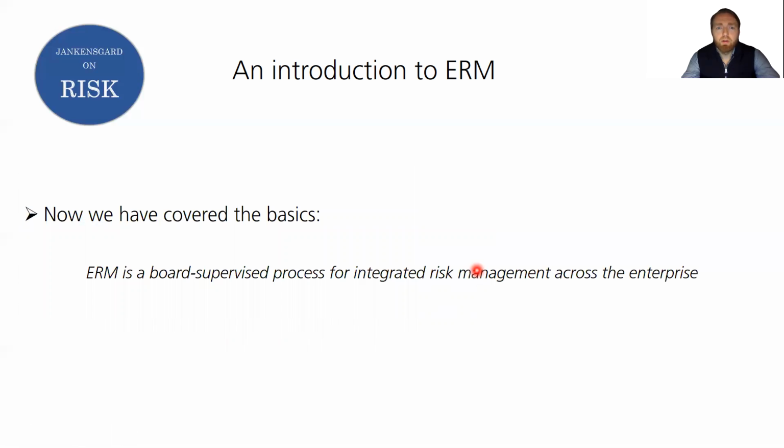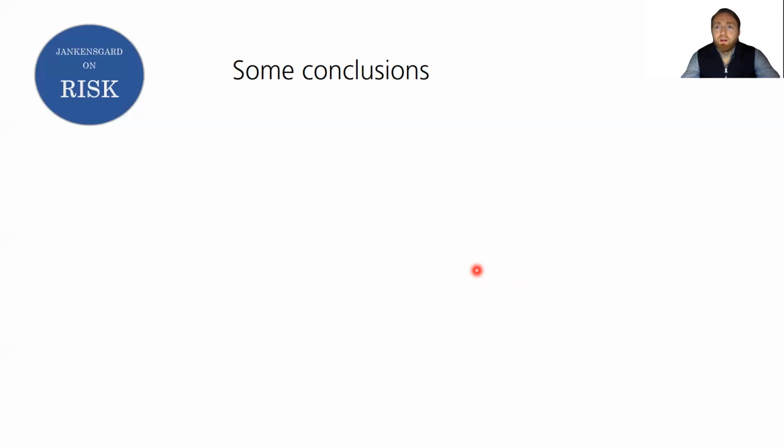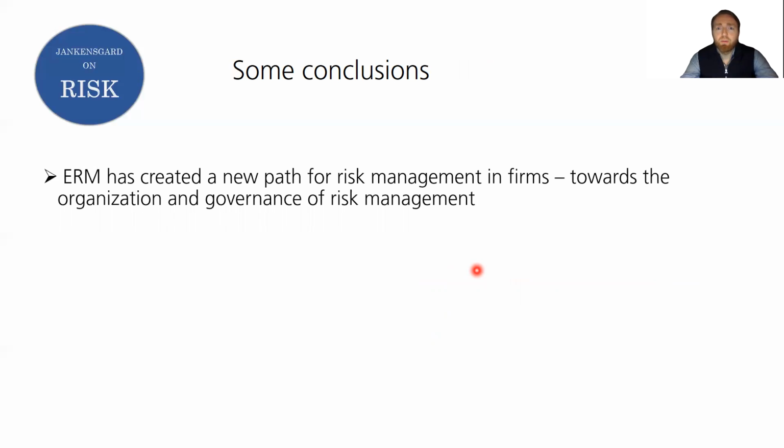So we've now covered the basics. This is what lies at the core of enterprise risk management. It's board supervised. You're trying to heed the principles of integrated risk management, and it's done across the enterprise in a consistent way by all units and corporate functions. All right, so some of the conclusions would be that, well, ERM has created a whole new path for risk management. It's the new benchmark for how we think about risk management. And it's got to do much more now with the organization and governance of risk management. We're leaving behind the idea that risk management is just a technical discipline that you delegate to somebody.